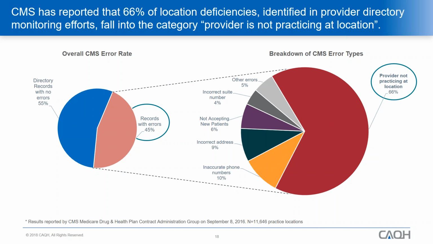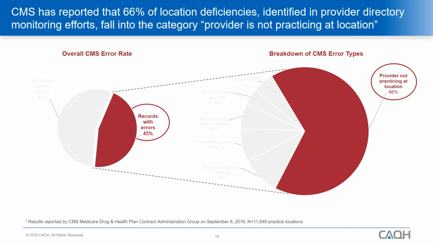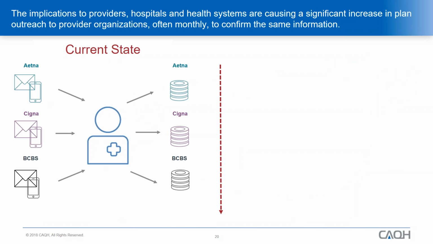But we at CAQH recognize that phone calls really aren't the real answer. We need a better industry solution in order to make sure that health plans have the best directory information. Providers and credentialing managers can provide that information easily, and ultimately the patients have the best information and they don't have any barriers to care. So as I mentioned before, most of these errors have to do with the provider not practicing at location. And we'll talk about how we're really targeting that big error category.